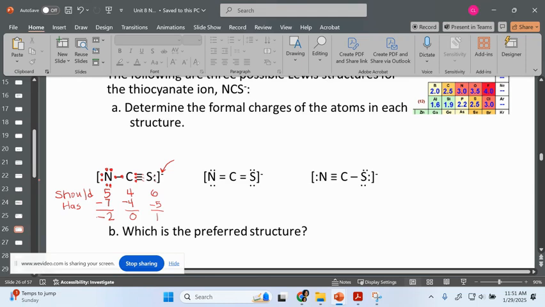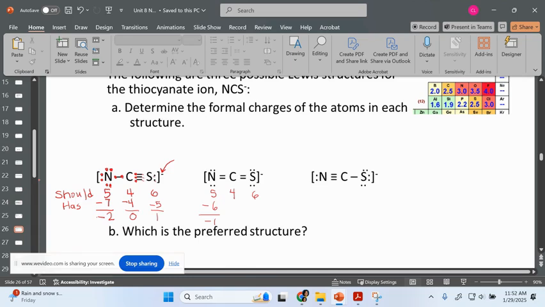All right, let's try another one. Are you able to see that the should values are going to be the same here? Because they come right off the periodic table. Okay, so nitrogen should be 5 because it's in the 5th column. Carbon should be 4. Sulfur should be 6. Now we're going to figure out our has value. How many does nitrogen have here? 6. 1, 2, 3, 4, 5, 6. So 5 minus 6 is a -1.